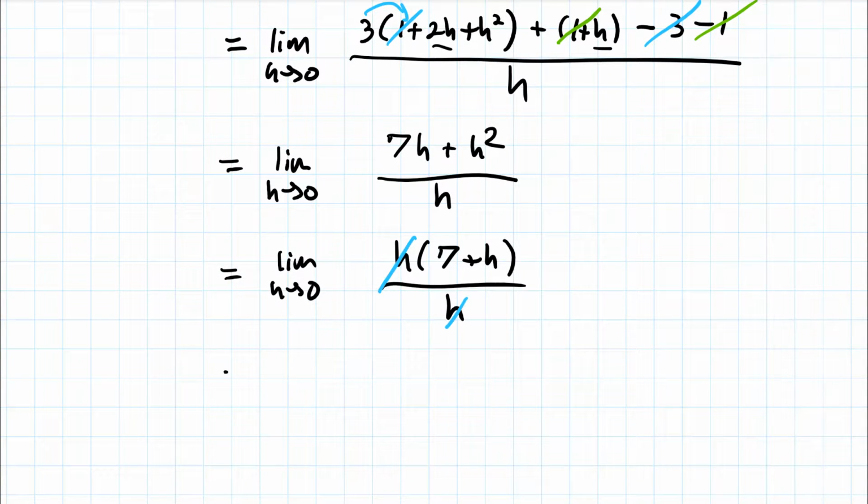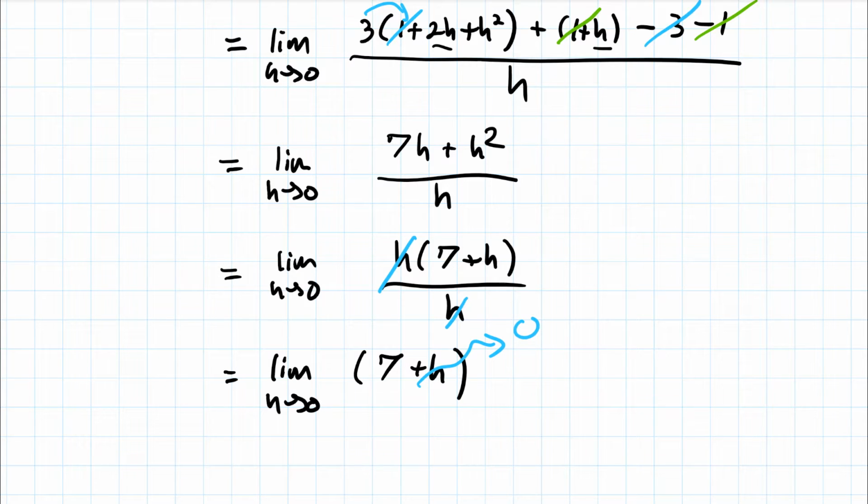So what's left is finally very simple, and we can just eyeball the answer. It's the limit of 7 plus h. And since h is going to 0, the answer is clearly 7. And that's it.